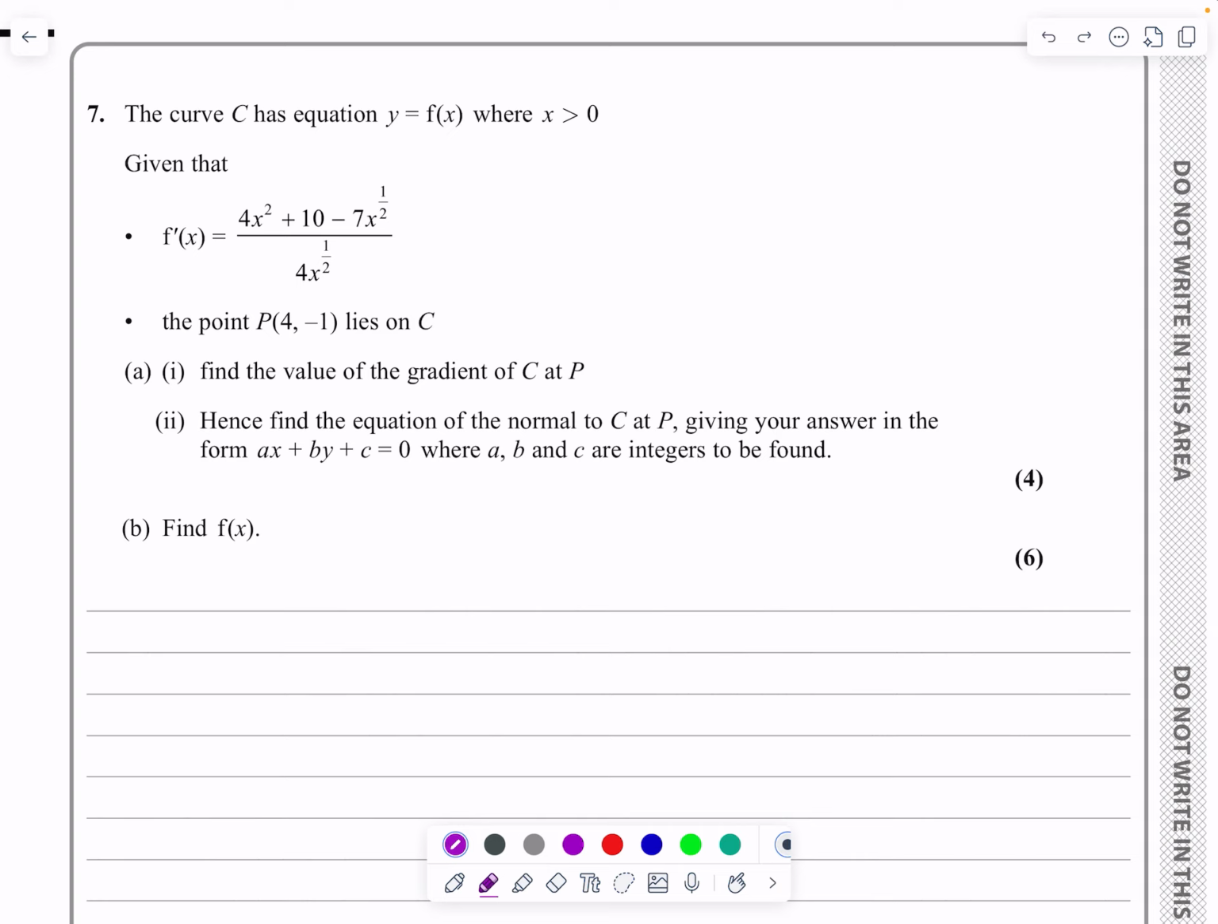It tells me I've got this curve C, y equals f(x), but it gives me the gradient function f'(x) here, which is given by this complicated fraction that I've got. It says the point (4, -1) lies on C. Can we find the value of the gradient of C at P? So at that point there, yeah, absolutely I can. So A part 1.